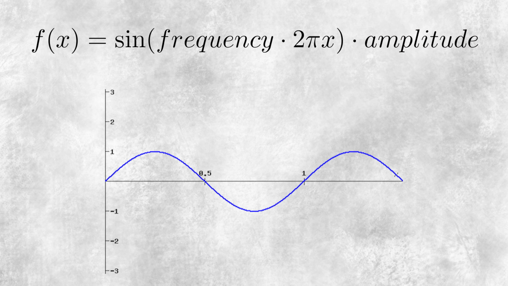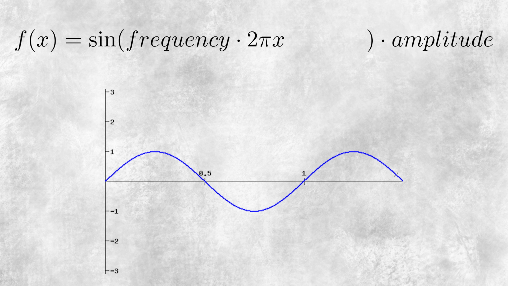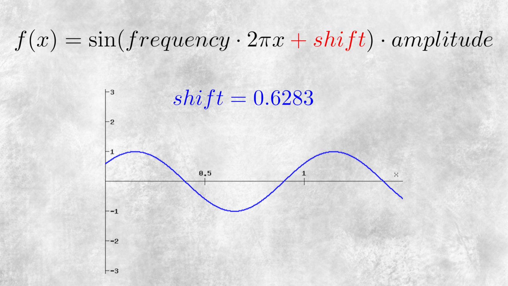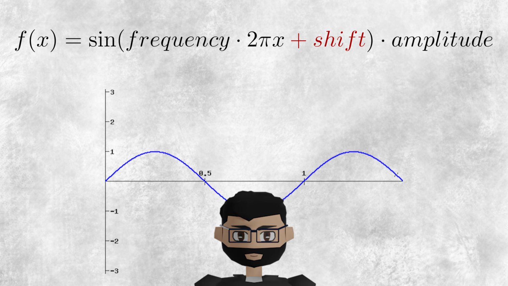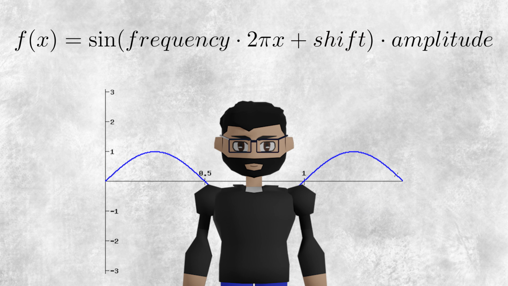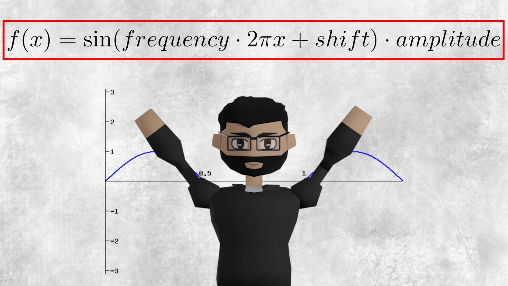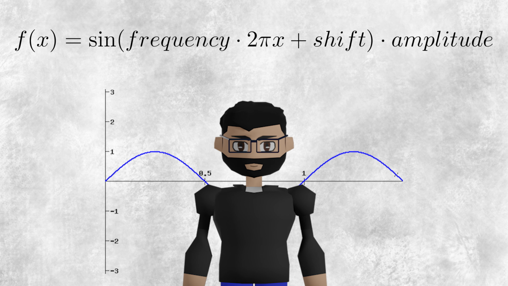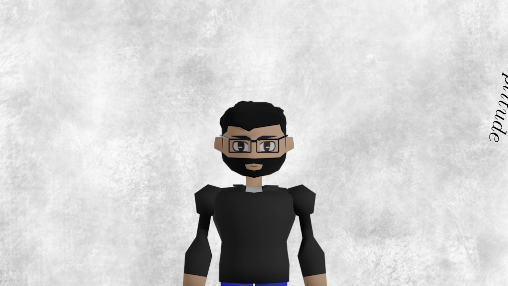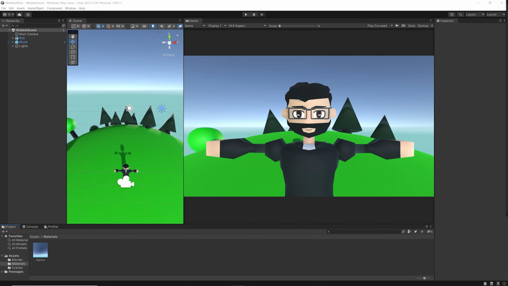Now to create the wobble effect, we need to move our wave in one direction. To do that, we just add a shift value to our x value after it got multiplied by the frequency and 2 pi. And to move our wave, we increase our shift value over time. Alright, we are done with the math part of this video. And this is the final function we are going to implement to create the wobbling screen effect. Okay, enough math. Let's now open up Unity and finally start implementing the wobbling screen effect.